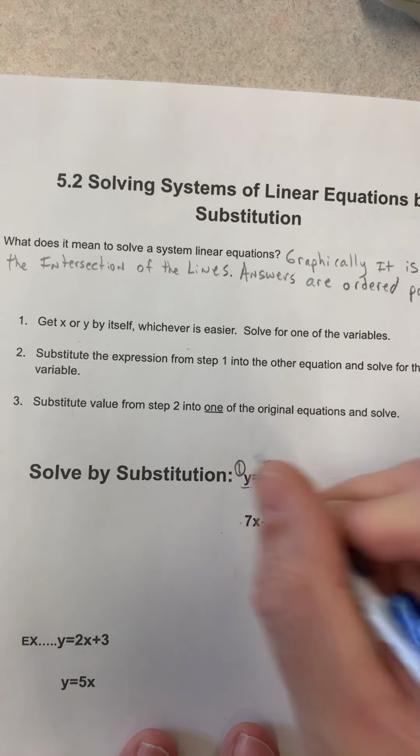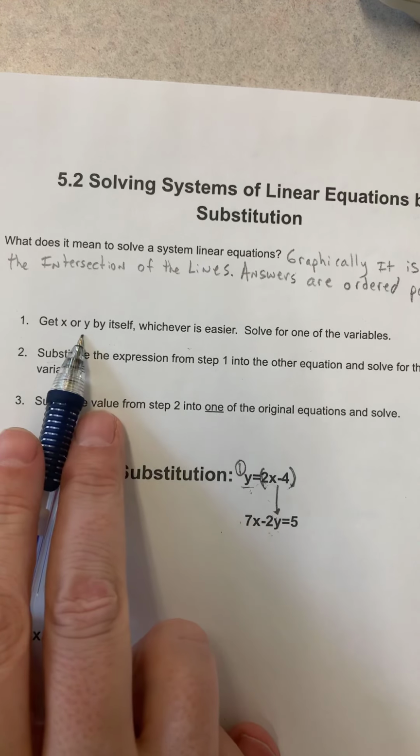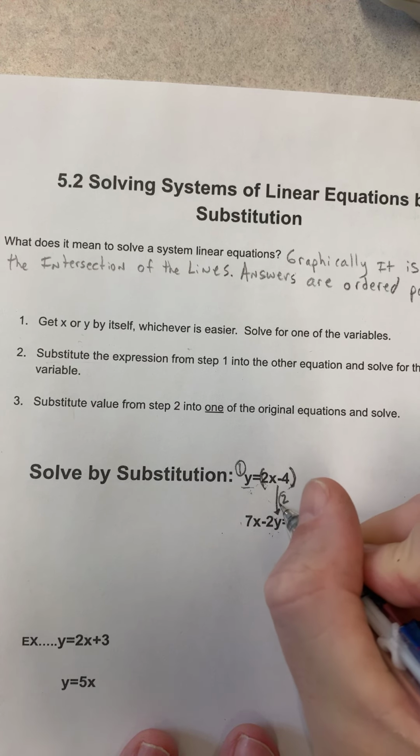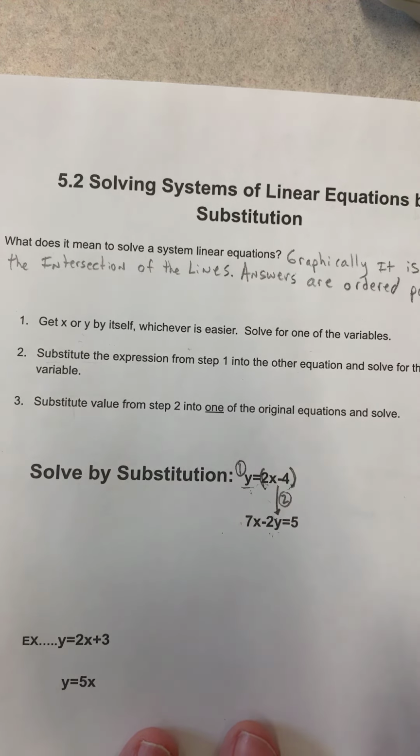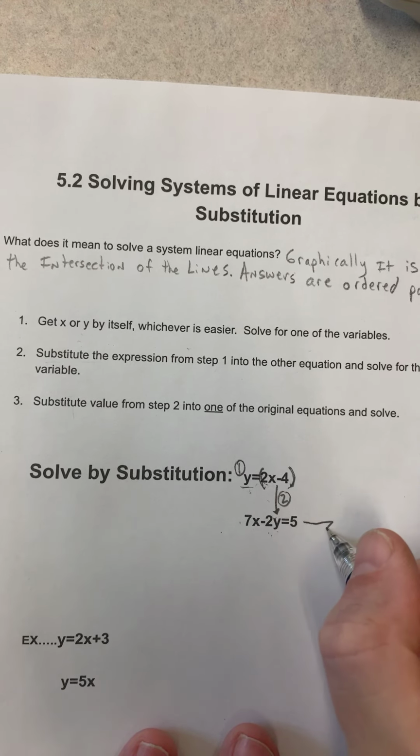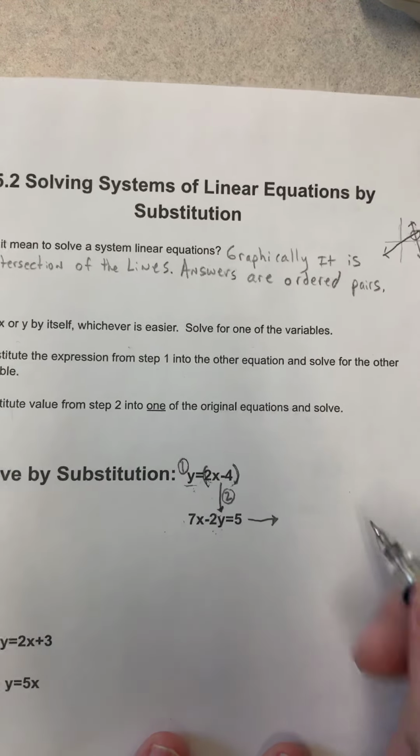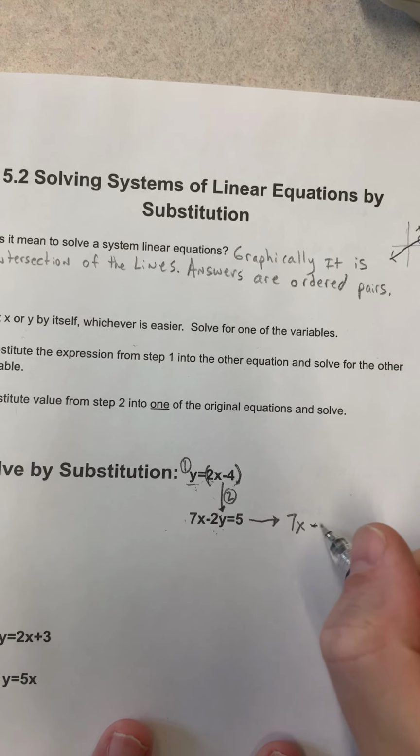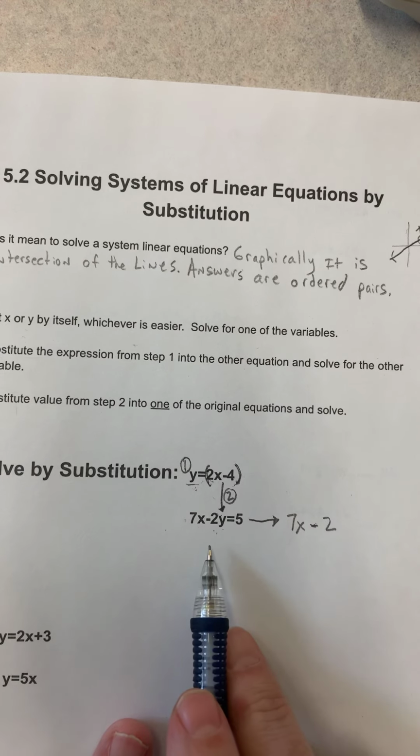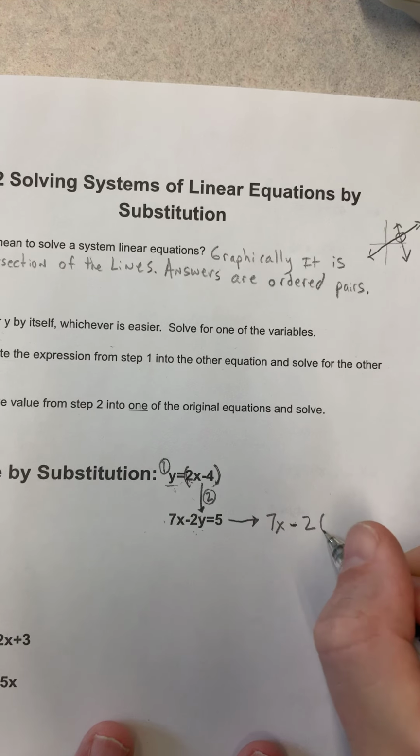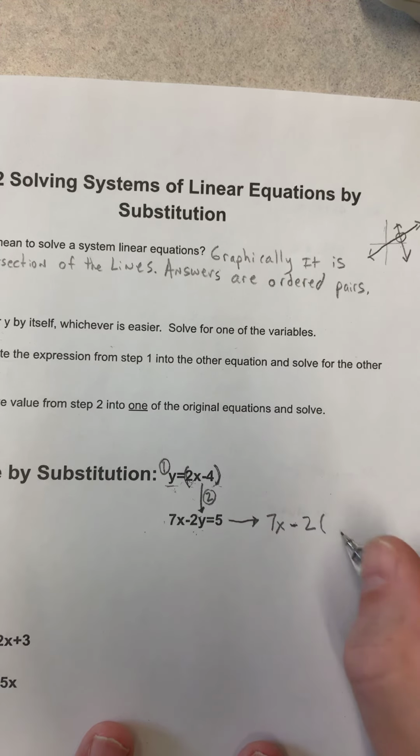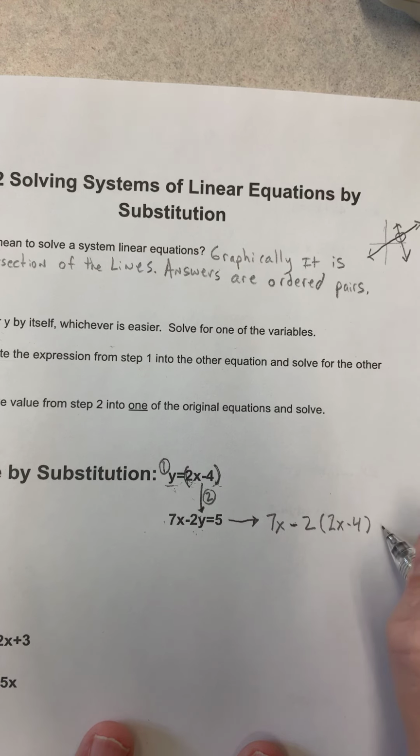Step one here was to make sure this y was by itself, an x or a y. Step two is right here. I take that expression and substitute it in. You then need to rewrite your equation. So this becomes 7x, I leave it, minus 2, and remember this is 2 times y. So it's times y, which I know y, I'm now going to use this expression of 2x subtract 4, and that whole thing should equal 5.